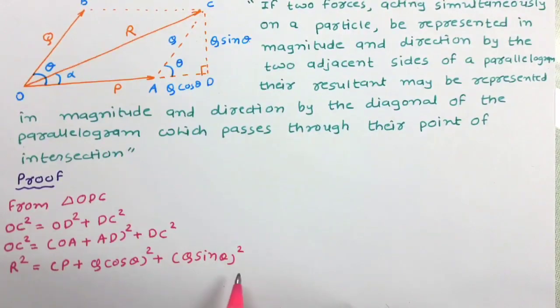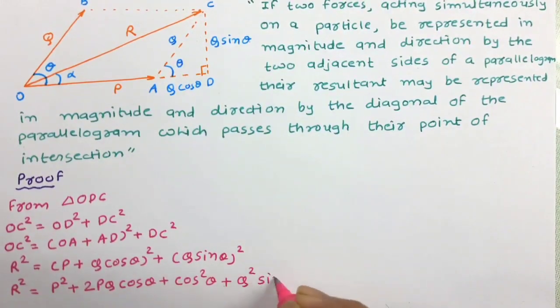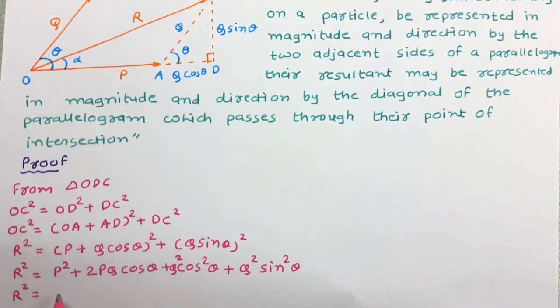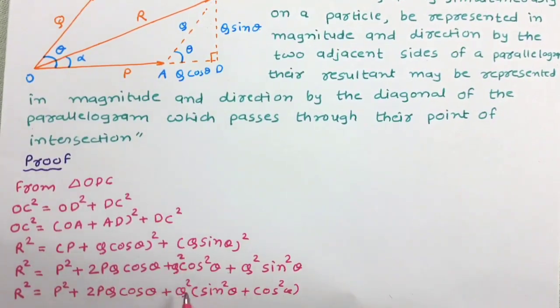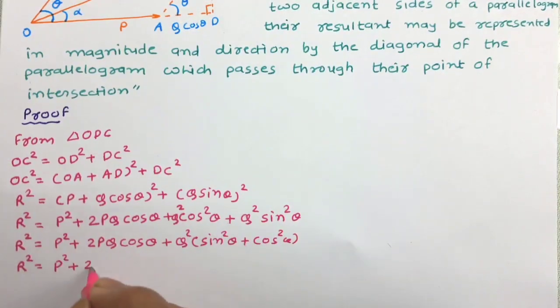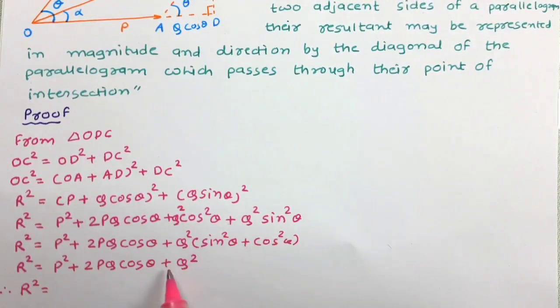We can expand this. So here we have expanded this. Now let us simplify this. Now it is rearranged and Q square is taken common from these two terms. So here it is sin square theta plus cos square theta, and we know that sin square theta plus cos square theta is equal to 1. So here it is rewritten, and now let us rearrange it.